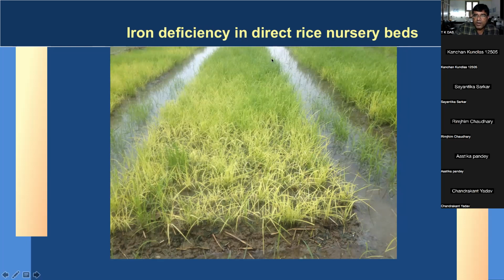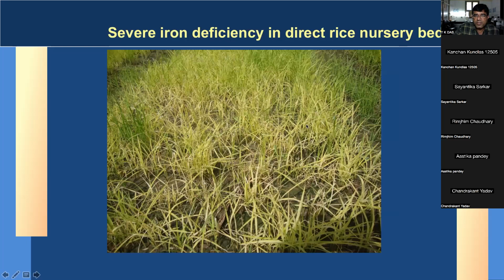But on the lower side where there is water logging, you have anaerobic or reduced conditions where iron is present as ferrous. So here you don't have any deficiency. Same case you can see in the advanced stage of that last nursery. You can see this, or maybe in the close-up, iron deficiency in rice nursery.